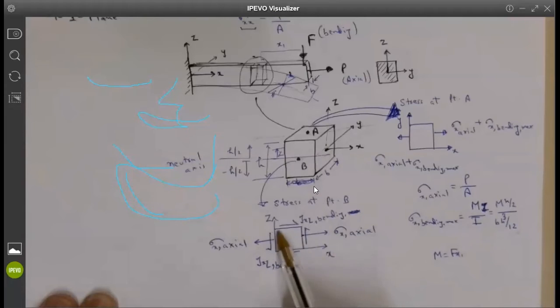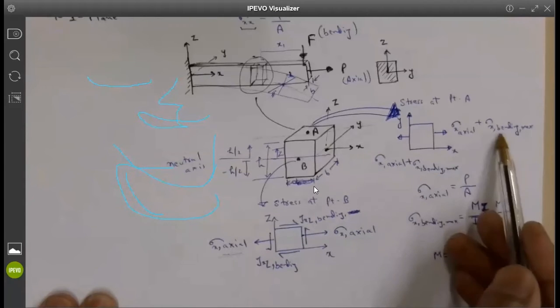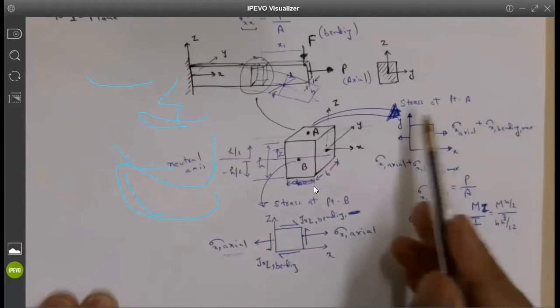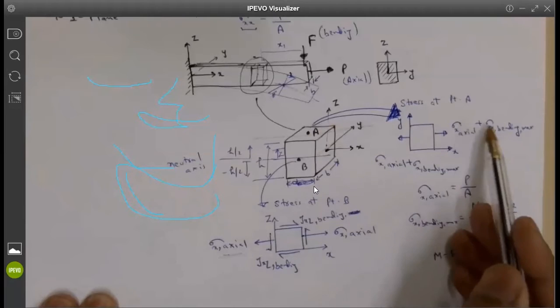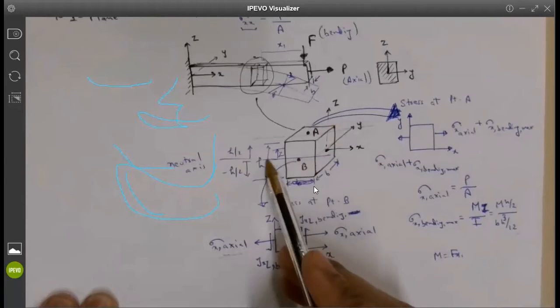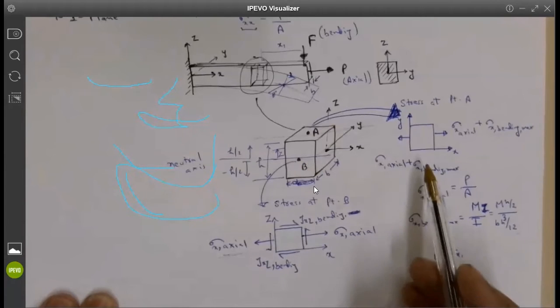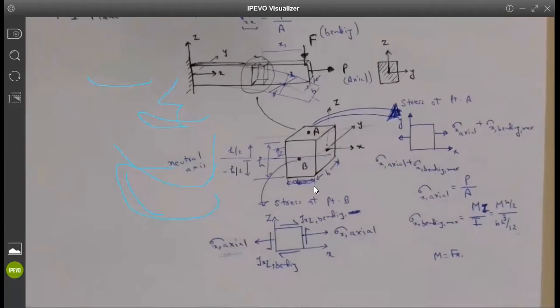So when I look at stress at point B, there is no bending stress component. The normal stress is only due to axial. Here it is axial plus bending, and maximum of that, because point A is lying at the top. But point B, which is lying at the neutral axis, has only the contribution due to axial stresses. There is no contribution due to bending stresses. Is everybody getting what I'm trying to say here?